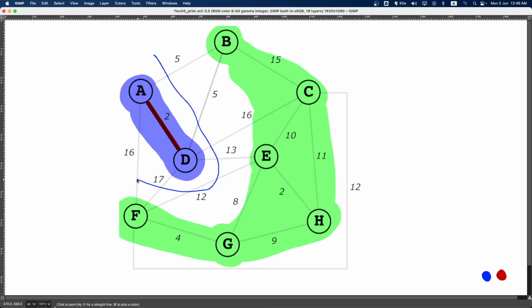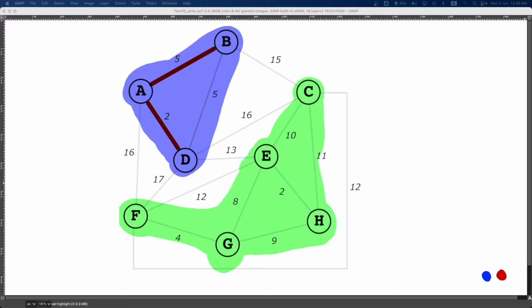There are many edges going from the left partition, the blue one, to the right partition, the green one. We pick the minimum weight edge. Here there are two edges, AB and BD, with the minimum weight of 5 each. You can pick any one of these. This will include the vertex B in the left partition. Don't forget to include edge AB in the minimum spanning tree. At this point, we have vertices ABD in the left partition and CEFGH in the right partition.